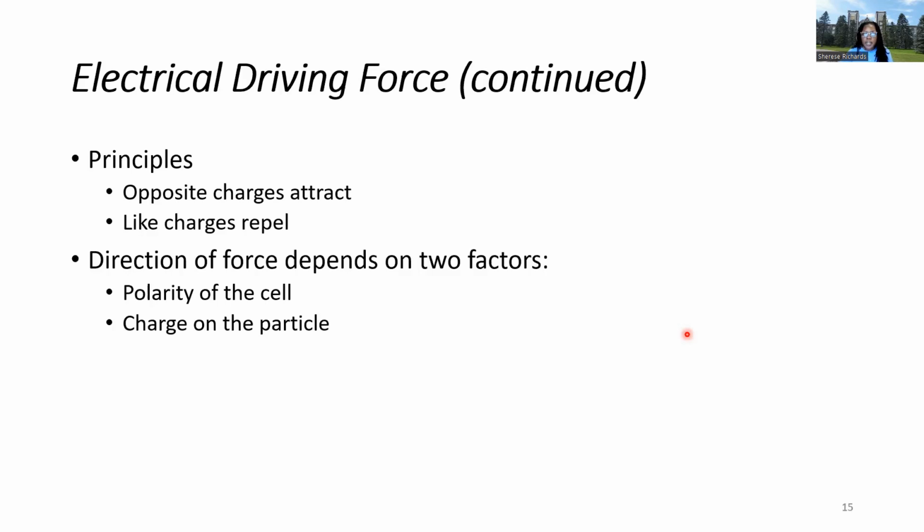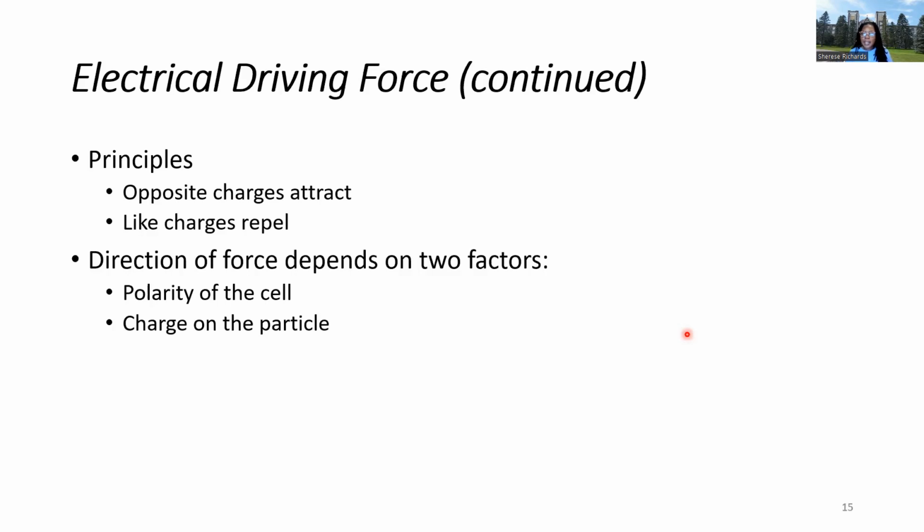So the direction of the electrical driving force will be determined by the negative and positive polarity of the cellular environments, ICF being negative, ECF being positive. And the other thing that determines the direction of this force is the charge of the individual particle that we're speaking about. So different particles have different charges.